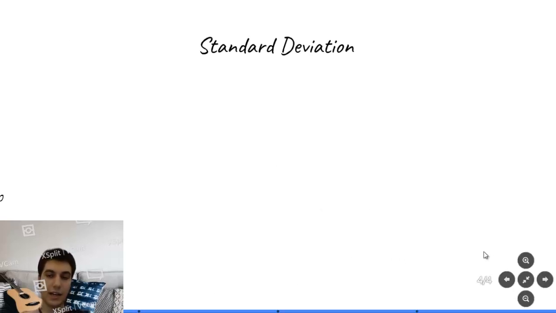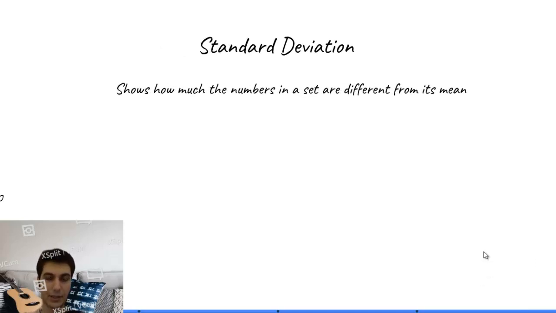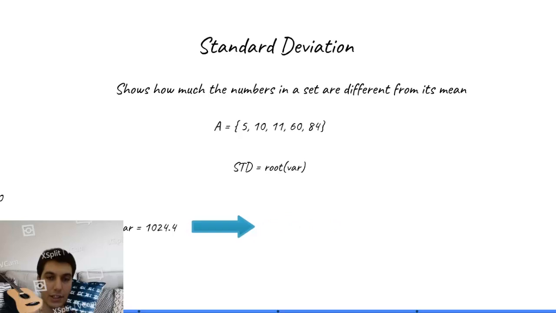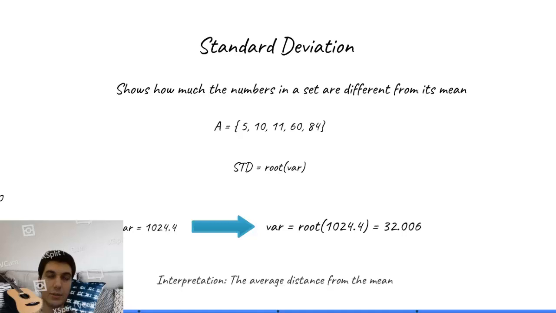To tackle the problem, we have another measure called standard deviation. It shows the same thing, but it's calculated in a slightly different way. Imagine we're given the same set. It has 5 numbers, but the standard deviation is simply the square root of the variance. In this case, variance was 1024.4. So the standard deviation becomes roughly 32. In this case, it's expressed in the same units as the mean of the set. So we can say it's somehow a representative of the average difference from the mean.